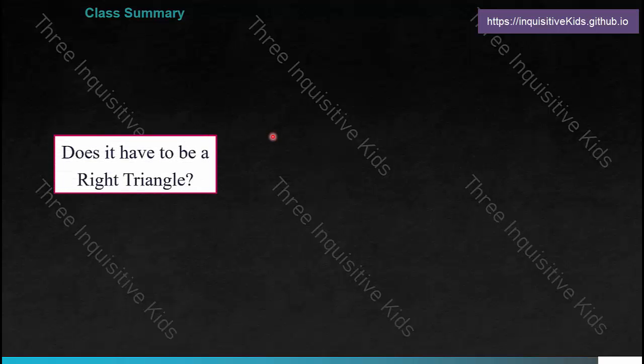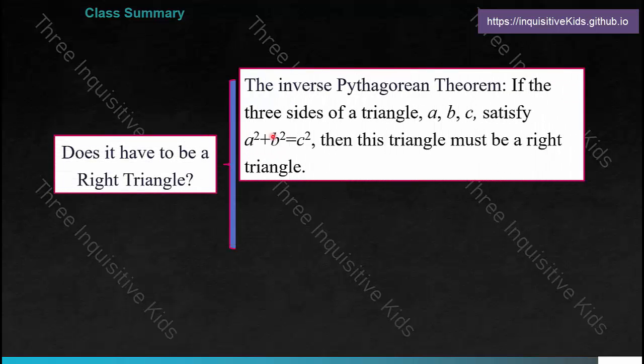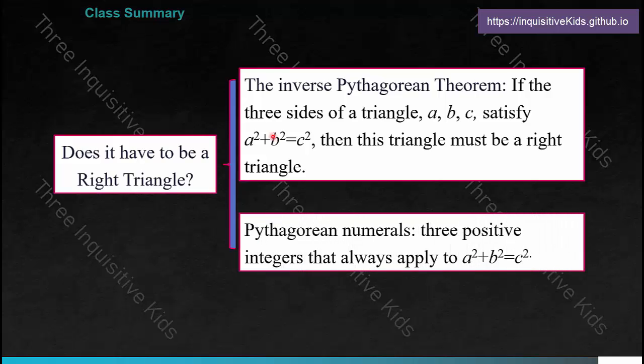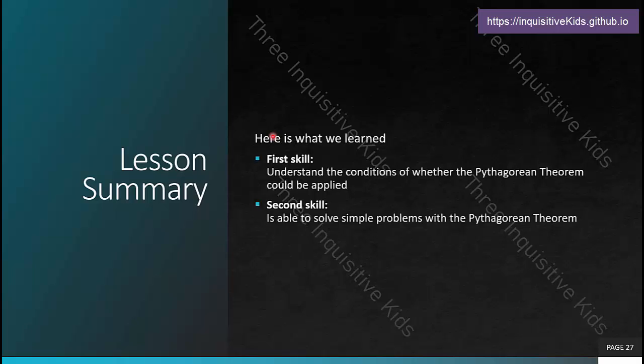So here's our class summary. Does it have to be a right triangle? Well, we learned about the inverse Pythagorean theorem, which says that if the three sides of a triangle ABC satisfy the Pythagorean theorem, then this triangle must be a right triangle. And we also learned about Pythagorean numerals, three positive integers that satisfy A squared plus B squared equals C squared. Two skills we learned: understand the conditions of whether the Pythagorean theorem could be applied, and be able to solve simple problems with the Pythagorean theorem. So we have finished proving the Pythagorean theorem, and next time will be all on the applications of the Pythagorean theorem.